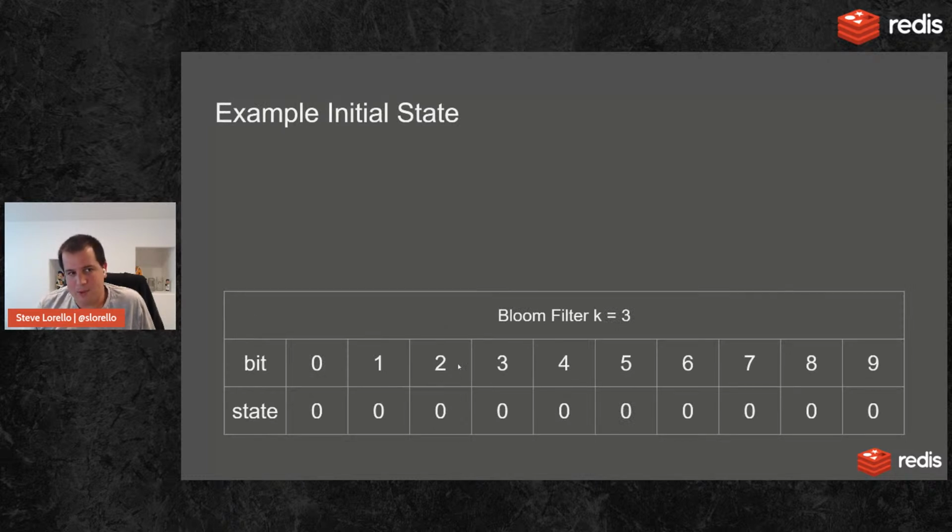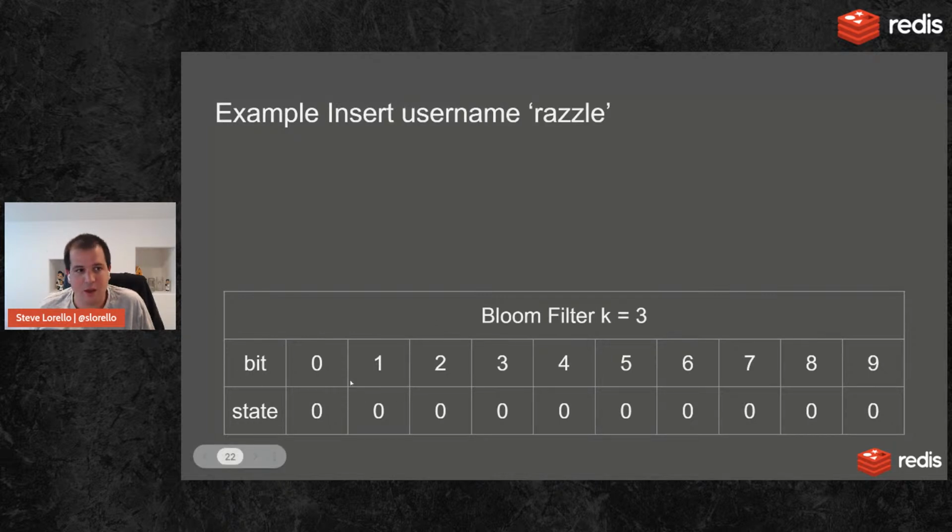So let's look at an example. Say we are using our username example, and we're going to initialize a very simple Bloom filter with k equal to 3. So it's going to use 3 hashes, and it's just going to have 10 bits in it. So say we want to insert the username Razzle to this. So h1 of Razzle, the first hash function of Razzle, is equal to 2. So we go to slot 2 in our Bloom filter and set that to 1.